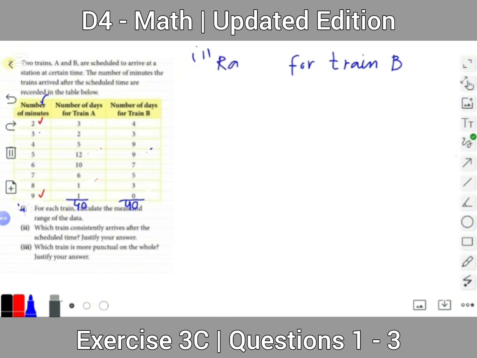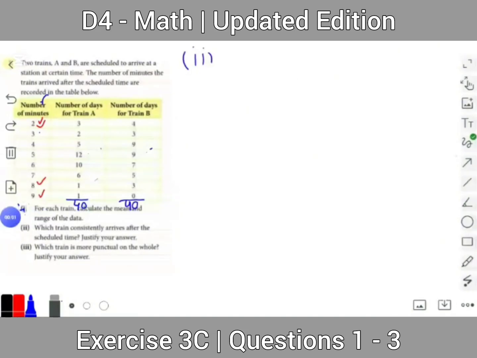So the range for train B can be found by using the formula largest value minus the smallest value. So the largest value in the case of train B is 8 and the smallest value again is 2. So 8 minus 2 will give us 6 minutes. So the range for train B is equal to 6 minutes.